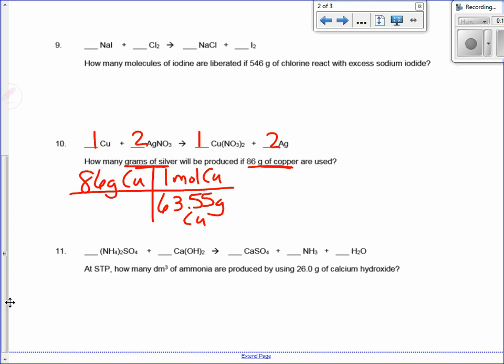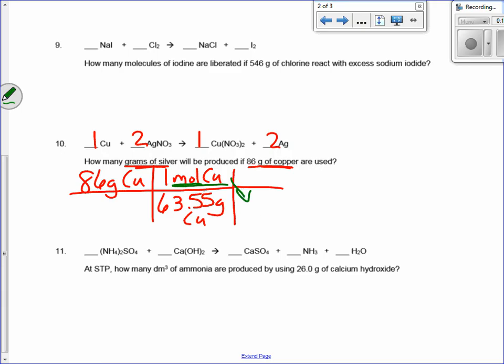Mole ratio. So, we have moles of our Cu going down here, and we're going to moles of our silver. Okay, what do we look at now to put those numbers in? Coefficients. So, we have how many moles of copper? How many moles of our silver? 2. Good.